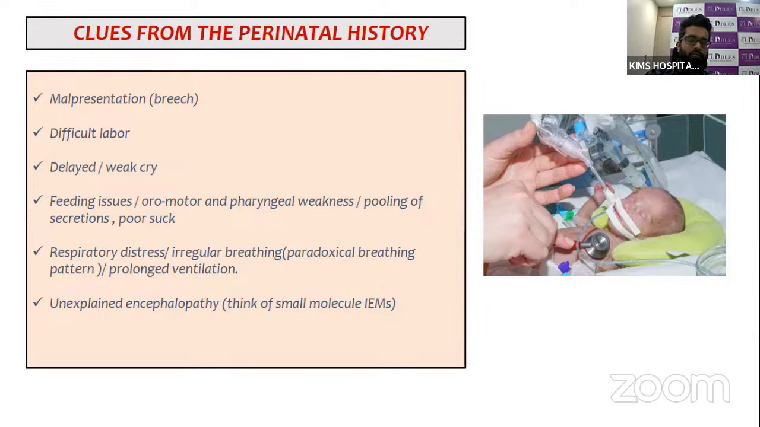And even when you intubate them and mechanically ventilate them, it's very difficult to wean them off the ventilation. So that is when you should start thinking we are dealing with an underlying genetic neuromuscular disorder. And as I mentioned, small molecule IMs like organic acidemias, mitochondrial cytopathies can also have unexplained encephalopathy and hypotonia. So that is an important feature in the perinatal history.